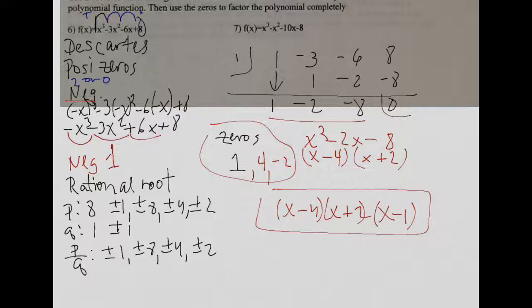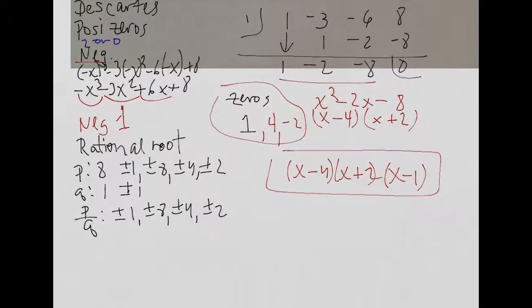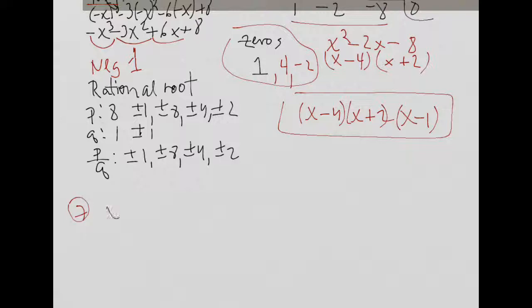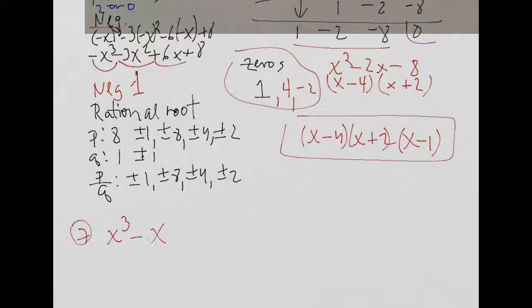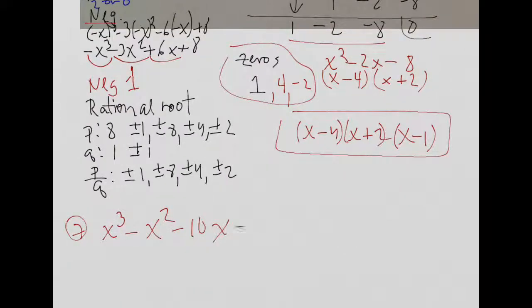Alright, let me rewrite number 7 now over here. We have x cubed minus x squared minus 10x minus 8. Alright, we're going to go through the same process again.